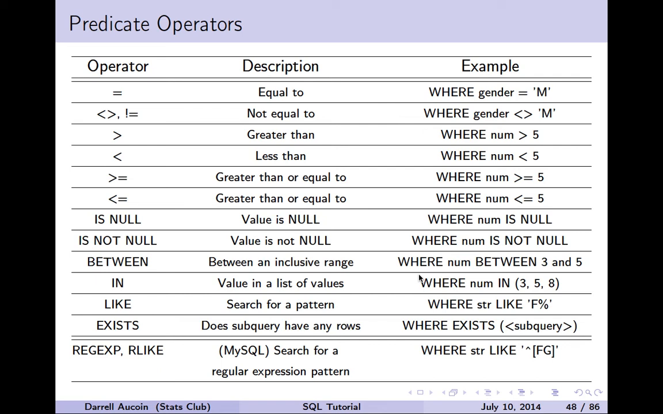Exists basically tells you if a returned query is giving any results, and that's useful. Also, regular expressions, for instance, search through a column and find the rows that match these regular expressions.